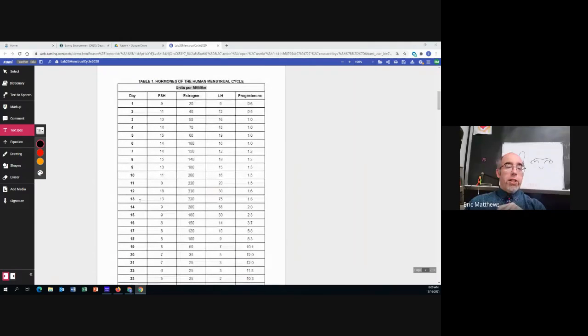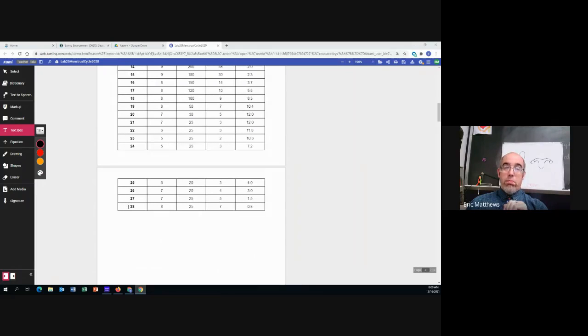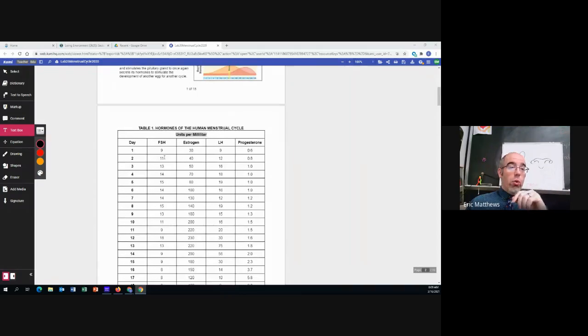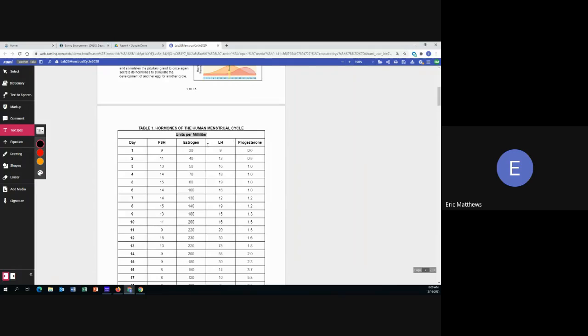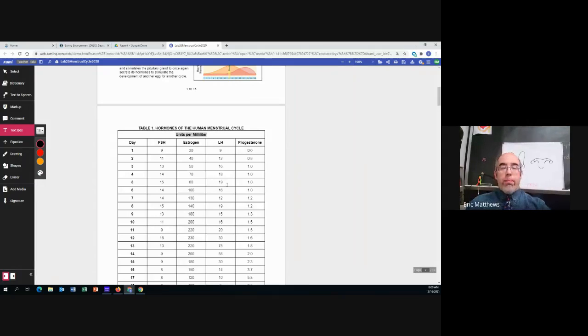So if you look on the next page, page 2, you're going to see this massive data table full of just the crazy amount of numbers, right? Take a moment to really actually read it. We have our days down here along the left, from day 1 down to day 28, a monthly cycle. We then have 4 different hormones, as it says, hormones of the human menstrual cycle. We have FSH, or follicle stimulating hormone, estrogen, LH, or luteinizing hormone, and progesterone. And you can see that for each one, it gives you the value each day. Okay. That's going to be graphed.